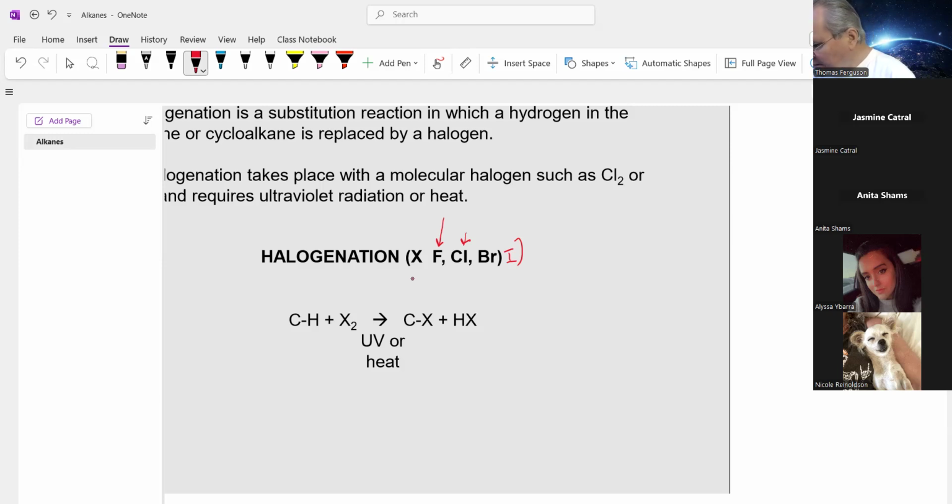So we're going to generalize halogenation with the letter X. So if we have an alkane, and alkanes have lots of CH bonds, plus this could be like Cl2, Br2, F2, we are going to produce an alkane with multiple halogens on it. So say we were looking at propane.